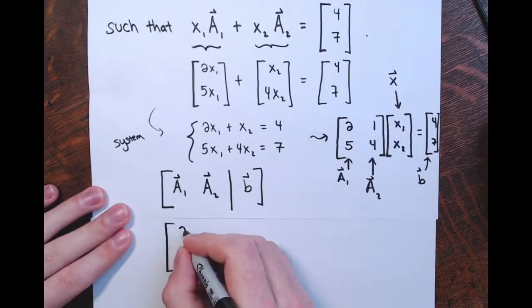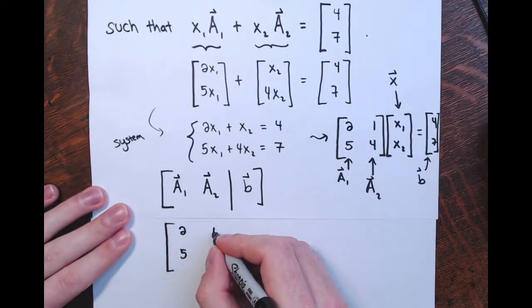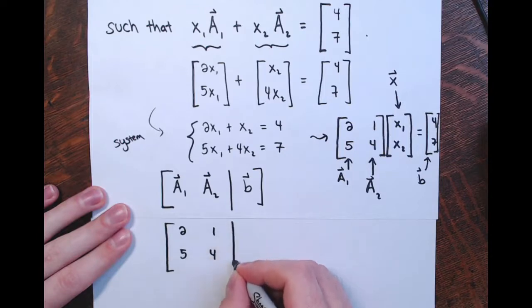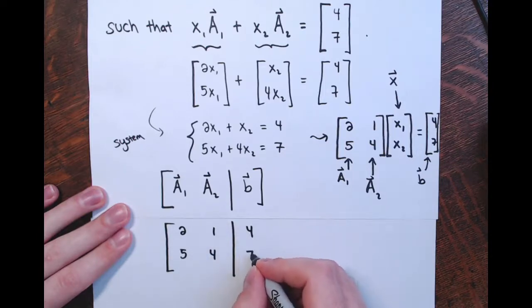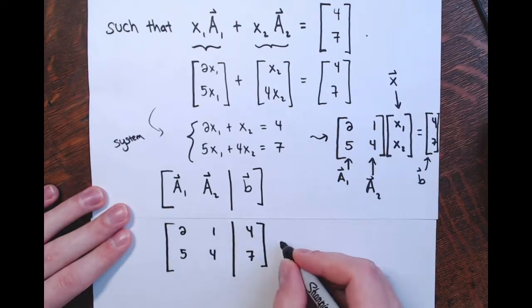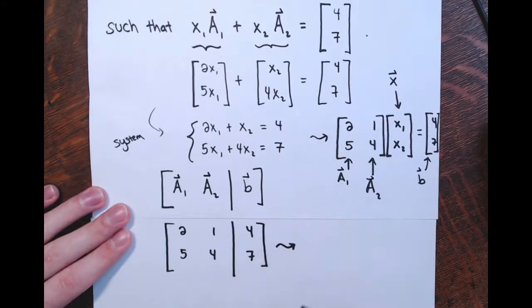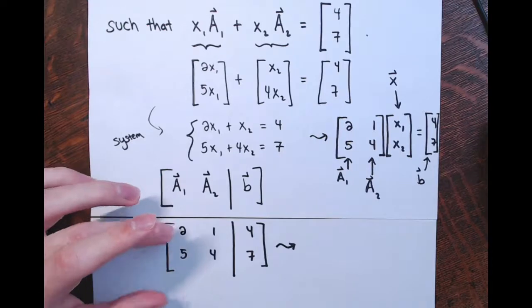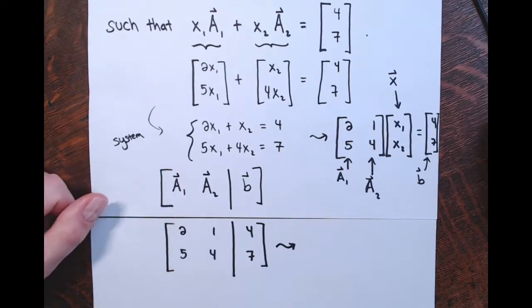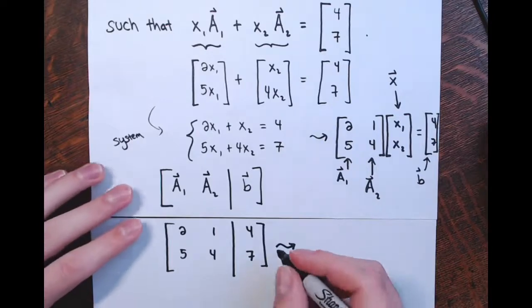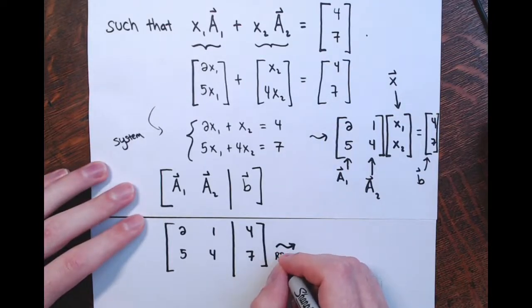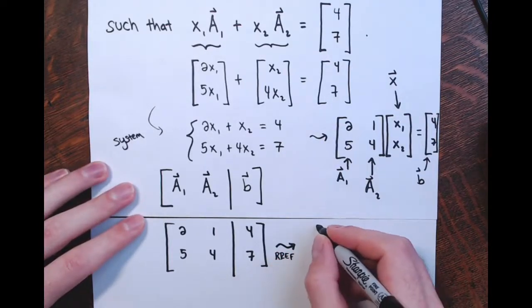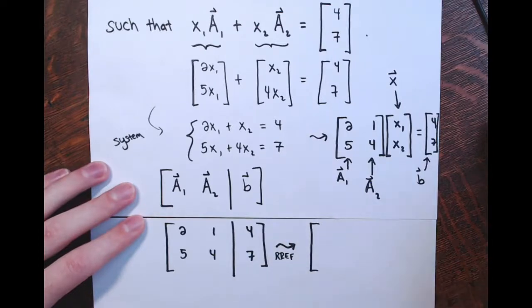So 2, 5 down the first column, 1, 4 down the second column, 4, 7 down this third column after the bar. And then, like I said earlier, there's only 2 rows here. It wouldn't take that long to put this into reduced echelon form, but I'm just going to have the calculator do it for me, because that's not the important part anymore.